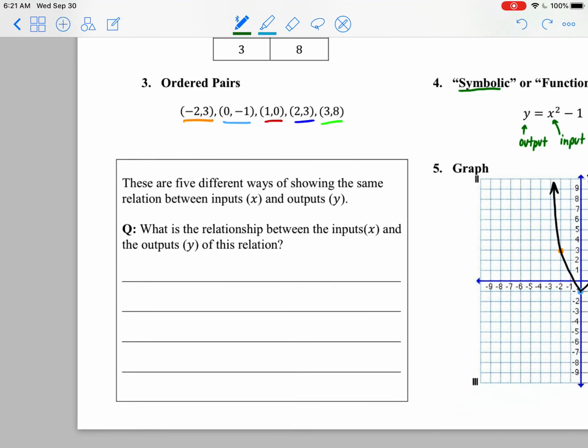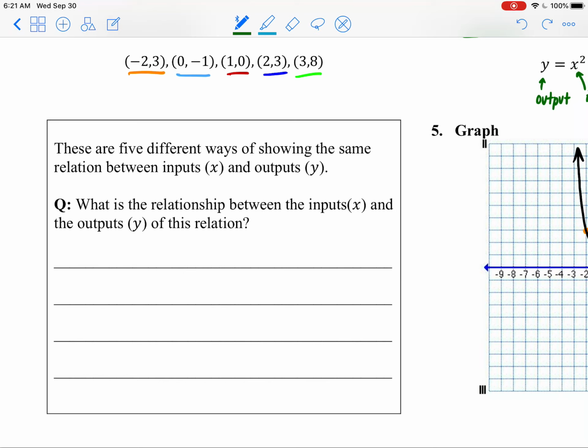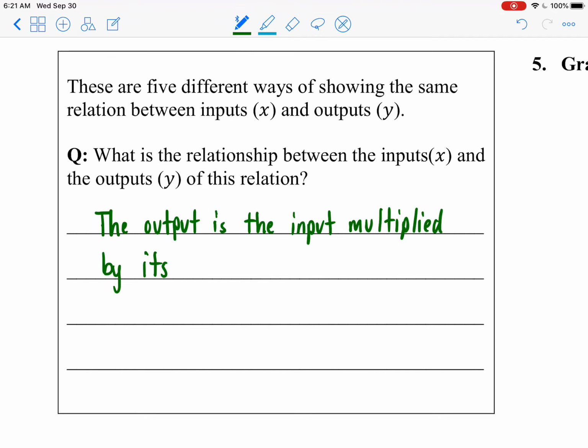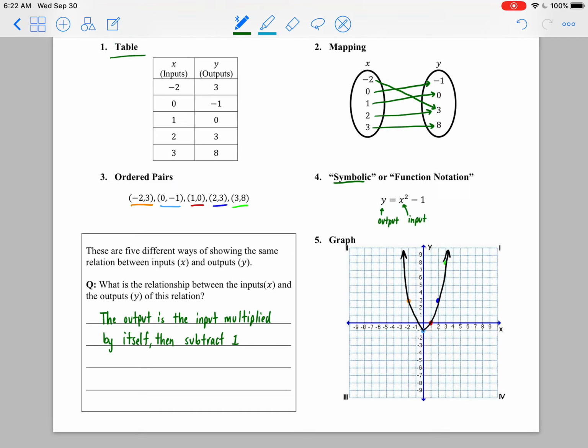Okay? All right. Here's a question. What is the relationship between the inputs and the outputs of this relation? So I would say this. I would say the output is the input multiplied by itself, then subtract 1.